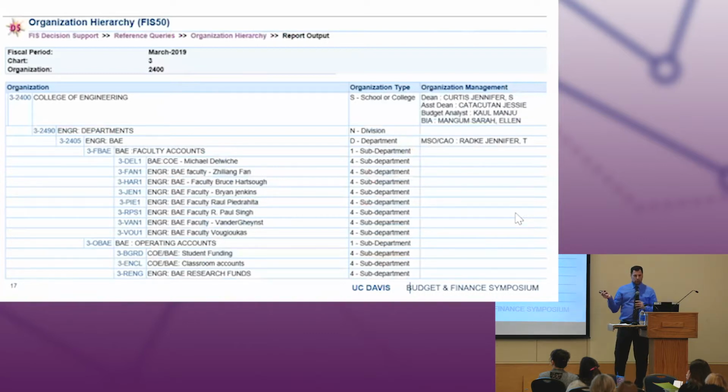How many have never used this report? A few of you. Okay, so maybe one of the takeaways is if you want to get a snapshot of what's going on in your department, you can run this.